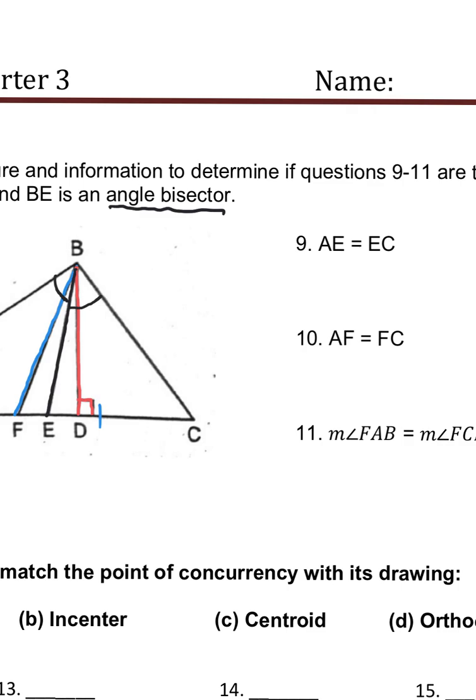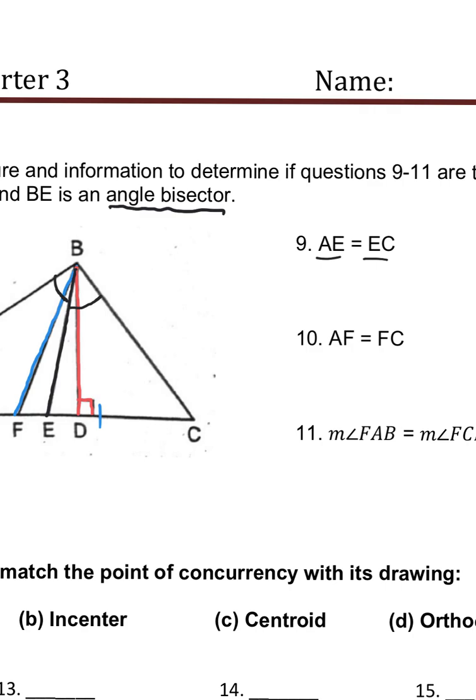Looking at number 9, it says A to E is equal to EC. Remember, when we're talking about two sides being equal, I would look at medians. Remember, angle bisectors and altitudes have to do with angles, whereas the median has to do with the midpoint. So if we're saying two sides or two parts are equal, I'm thinking median here.